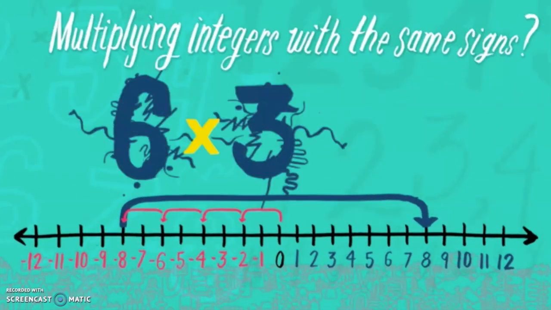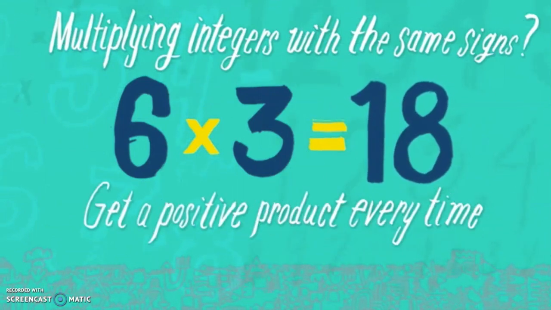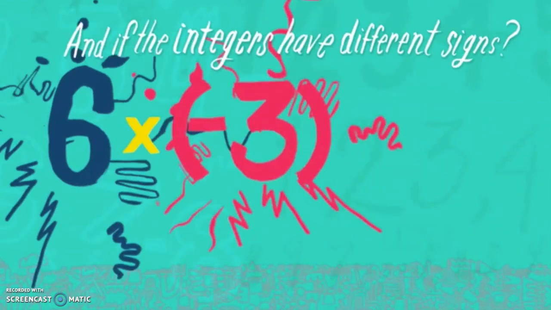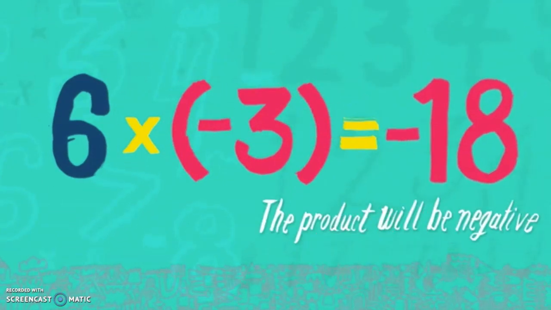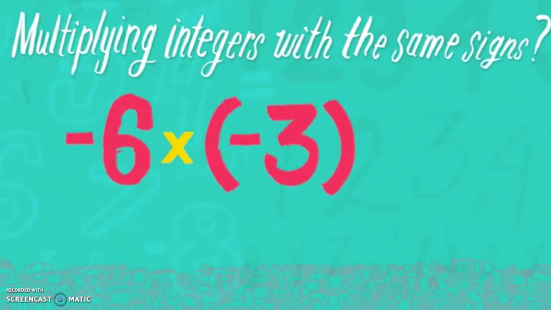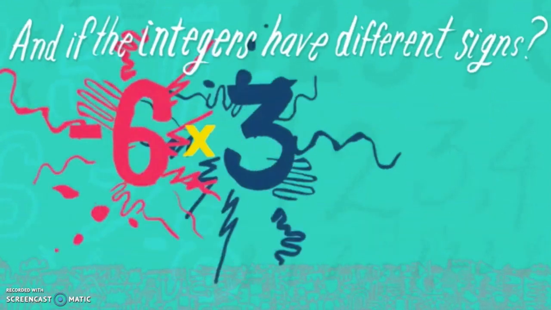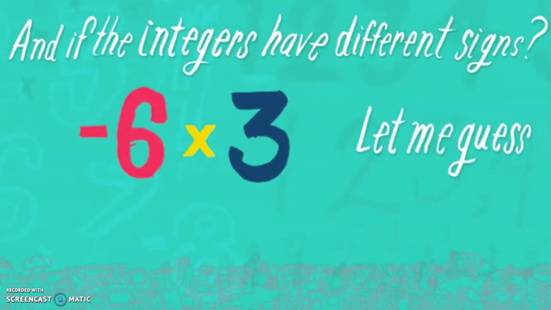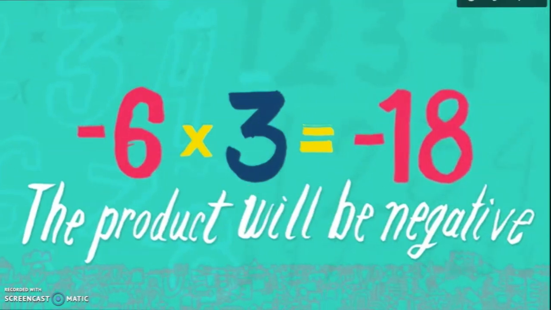Always positive. Multiplying integers with the same signs, get a positive product every time. And if the integers are different signs, let me guess, the product will be negative.